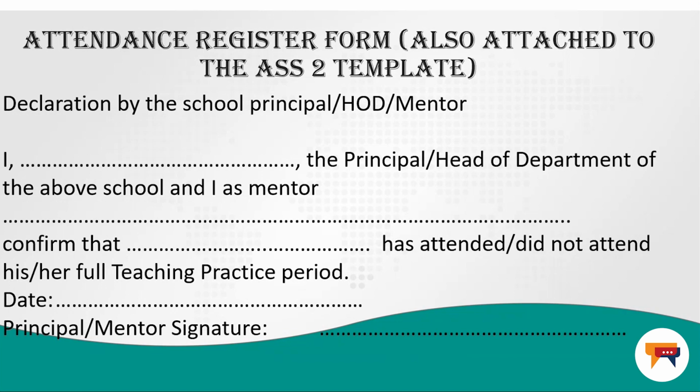The declaration from the principal, HOD, or mentor means either of the three can sign the declaration, where they are saying, me as the principal or head of department of the above school, and I as a mentor, if you are a mentor. We should have made them in one line, but it's okay. Then you say, I confirm so and so. Let them complete the declaration for you.